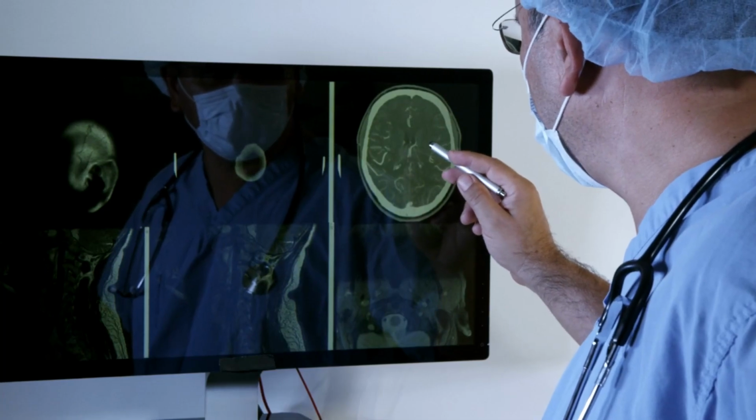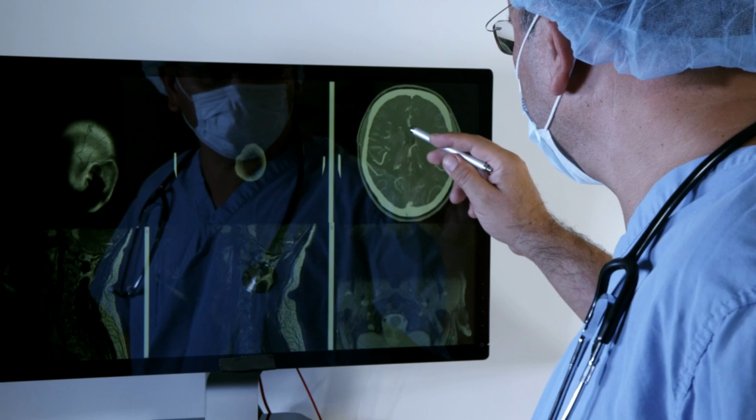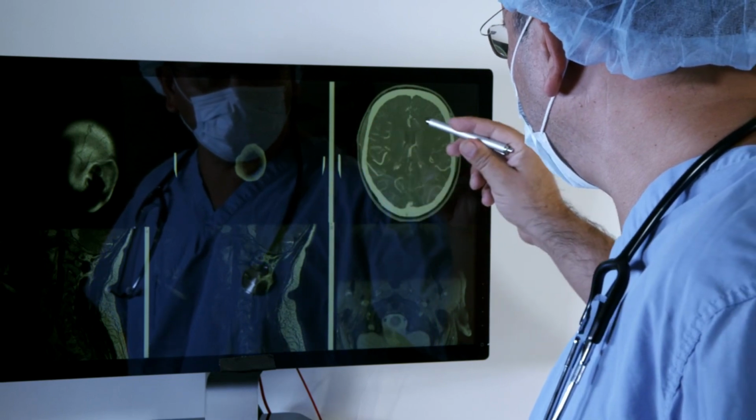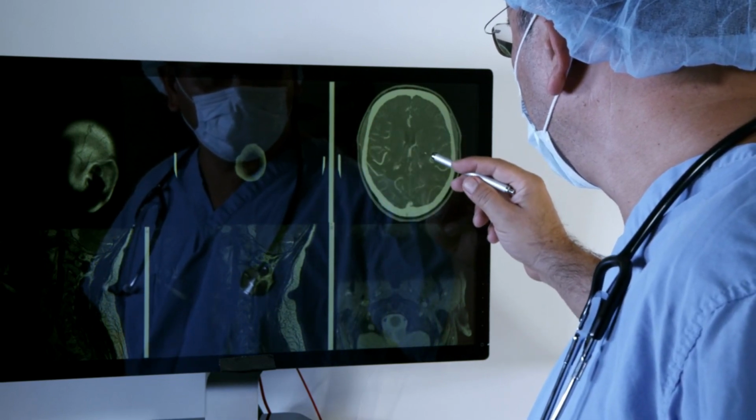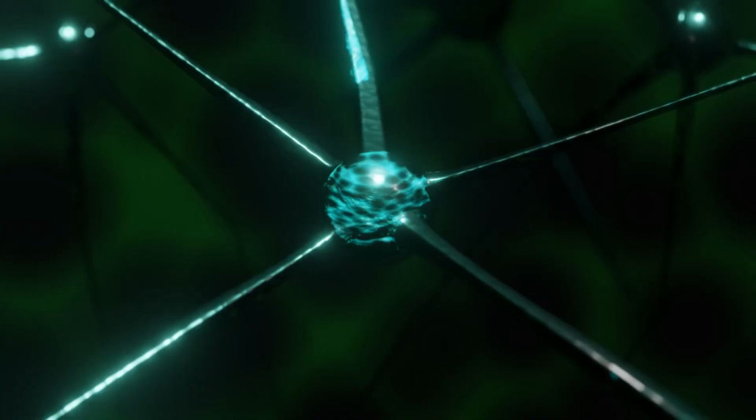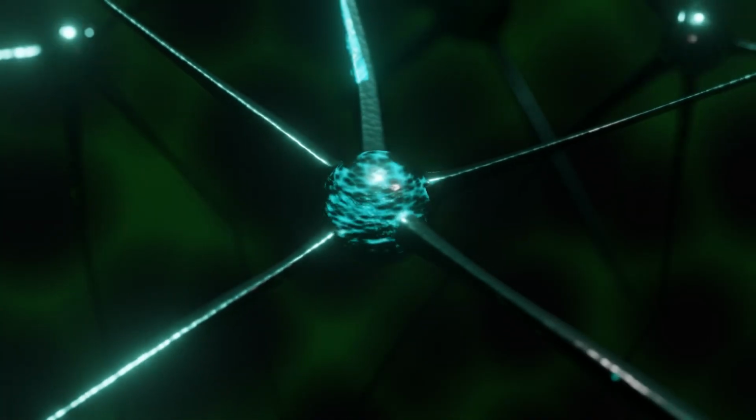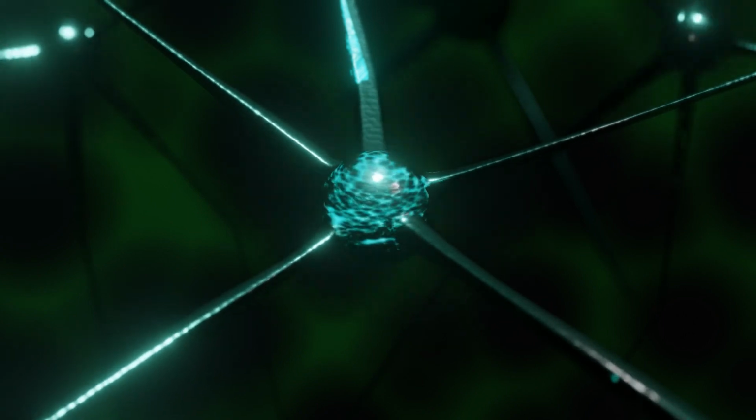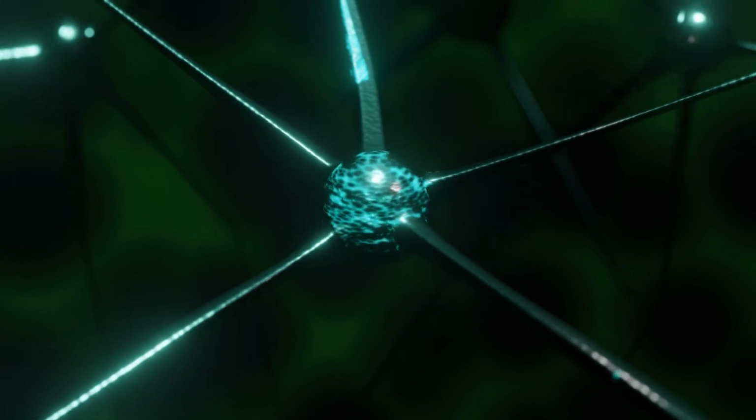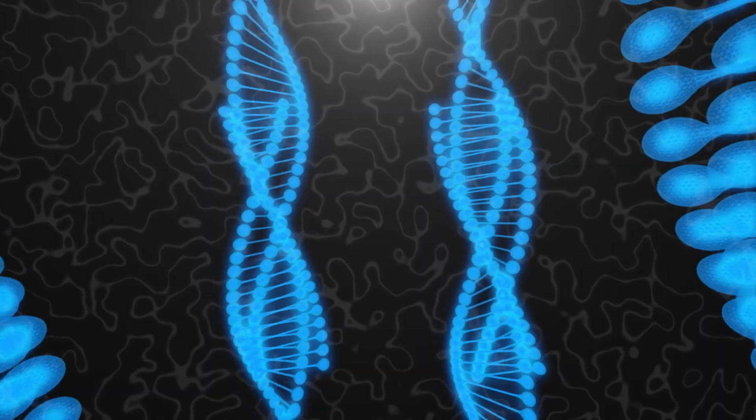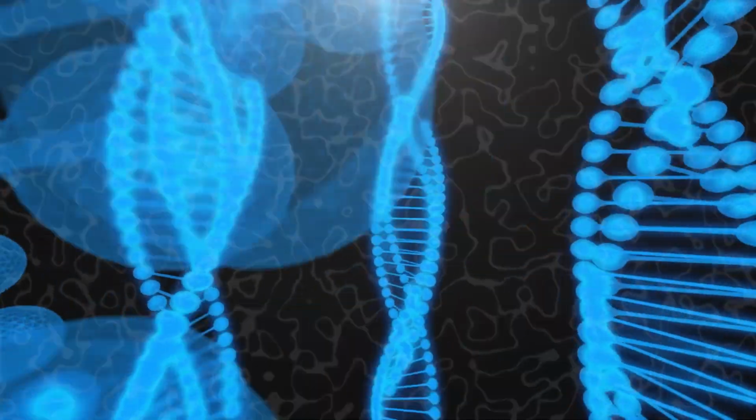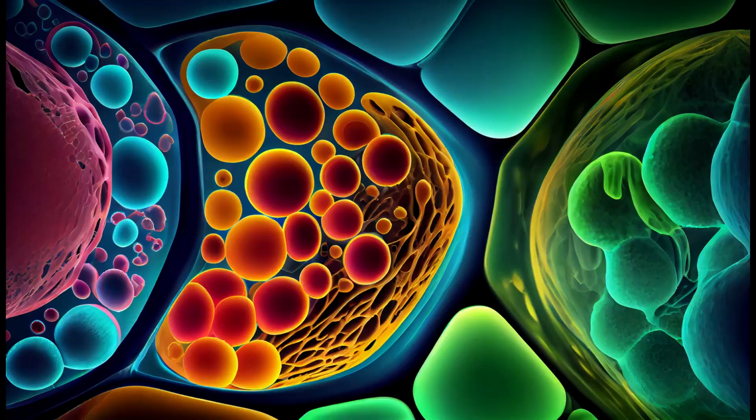5. Cellular signaling. Chemical signaling pathways regulate cellular processes and communication within multicellular organisms. Signaling molecules such as hormones, neurotransmitters, and cytokines bind to specific receptors on target cells, initiating a cascade of biochemical events that regulate gene expression, cell growth, and differentiation.